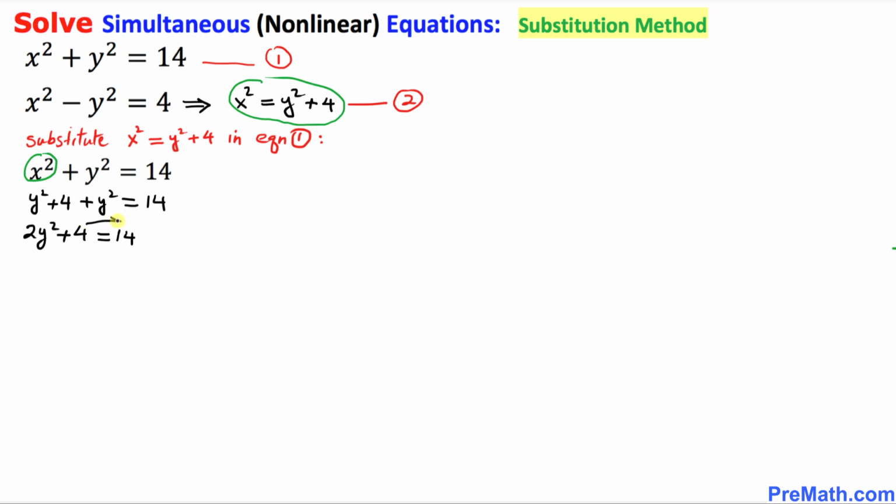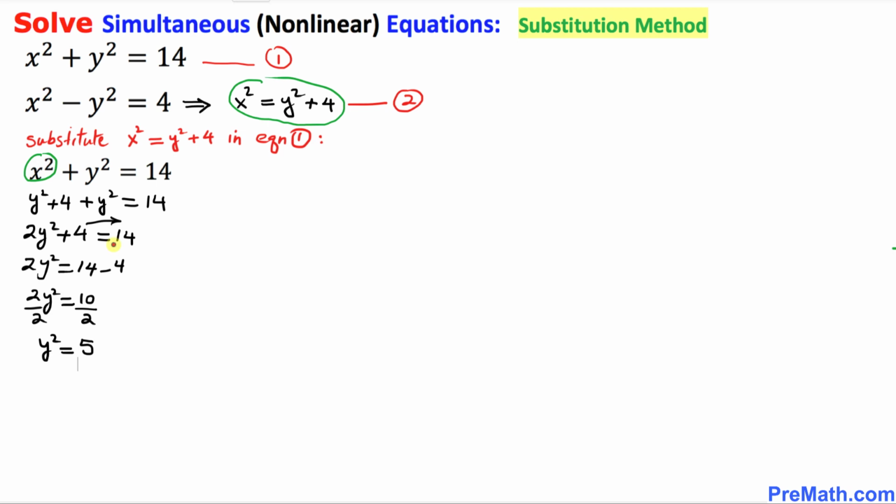Let's move this 4 on the right hand side. So 2y square equals 14 minus 4. So 2y square equals 10. Let's divide both sides by 2. So y square turns out to be simply 5.